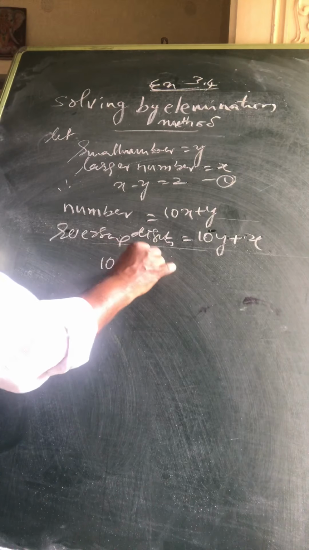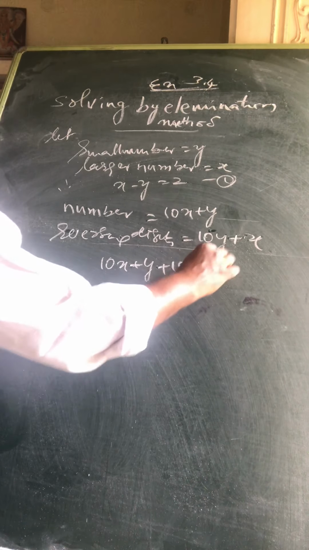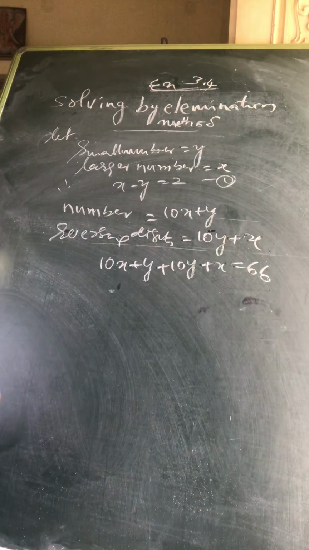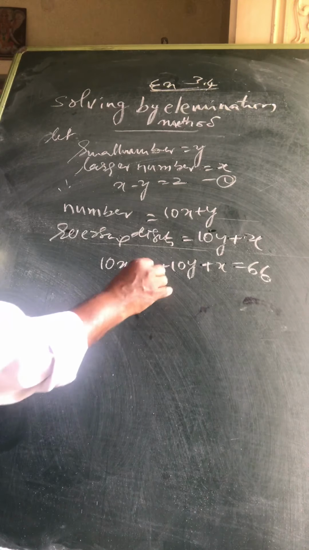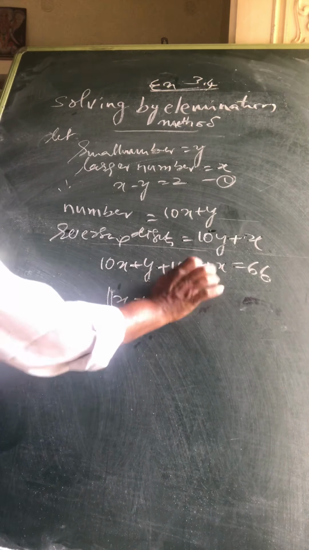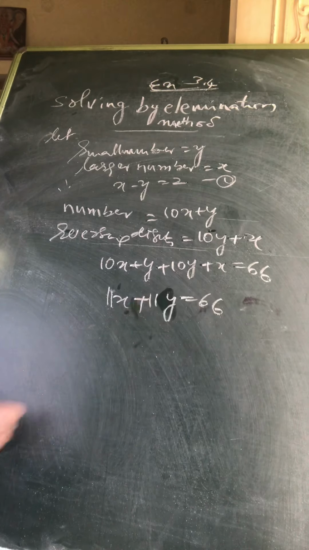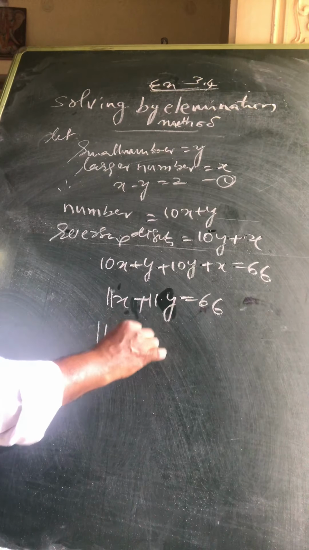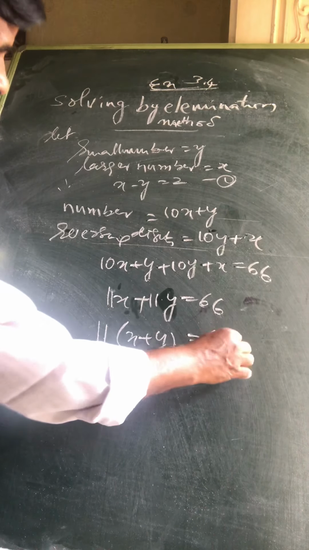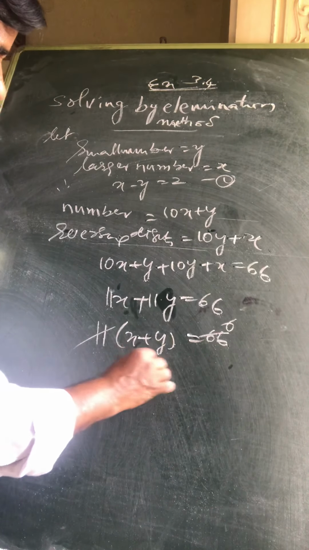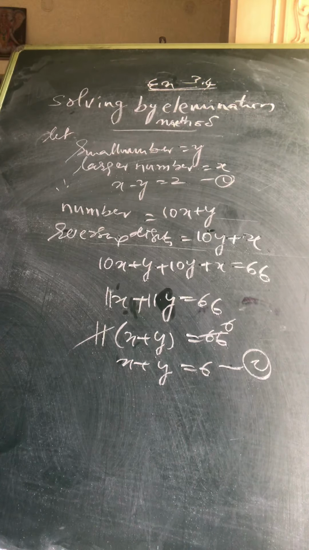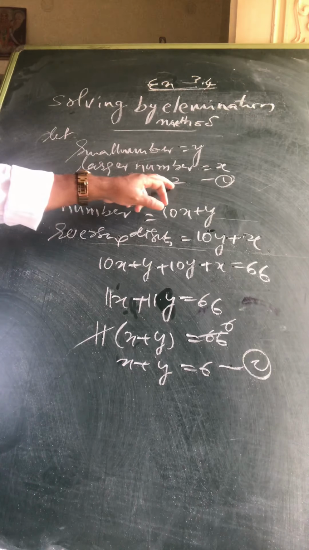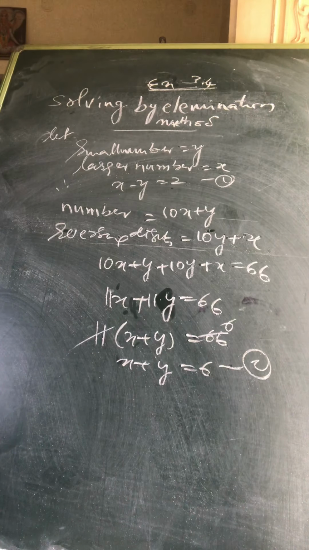So 10x plus y plus 10y plus x is equal to 66 as per the condition of the problem. 10x plus x, 11x, plus y plus 10y, 11y, is equal to 66. Take 11 as common: x plus y is equal to 66 by 11, 11 6s are 66, so x plus y is equal to 6. It is the second equation. Two equations: x minus y is equal to 2 and x plus y is equal to 6. Now we have to solve these two equations.